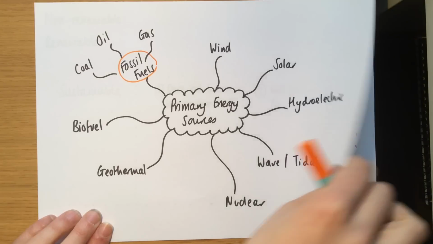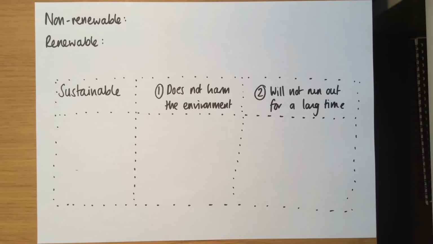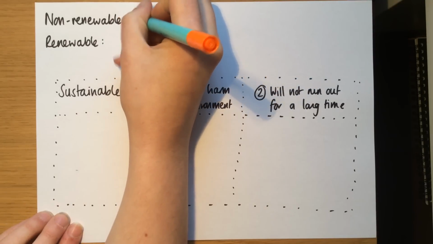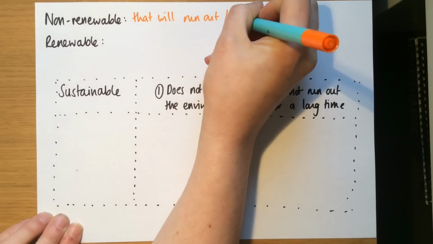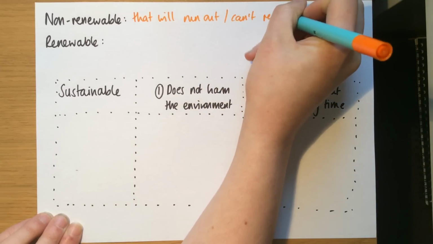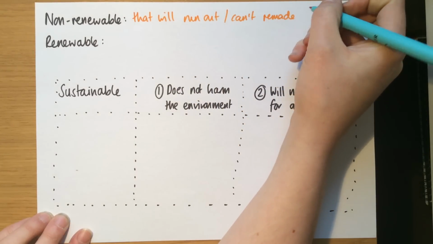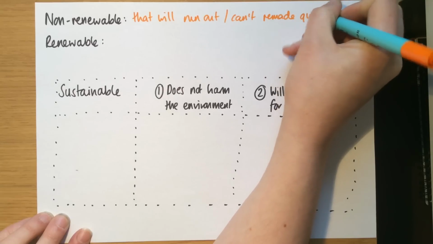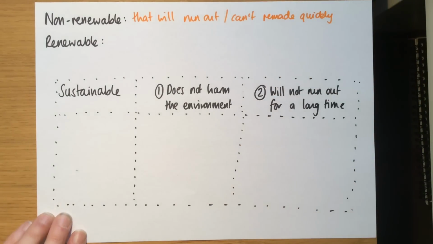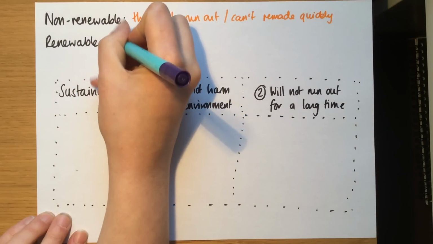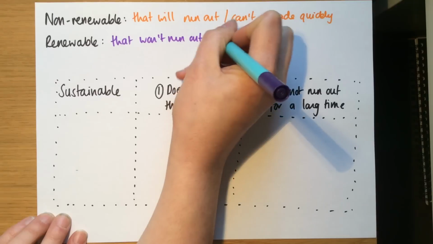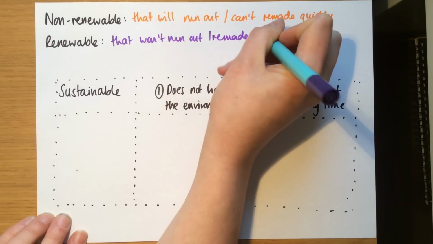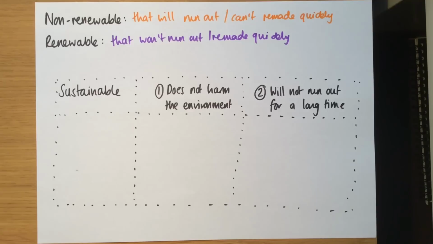So the big one we need to look at to start with is non-renewable versus renewable. We'll go back to those in a minute. A non-renewable energy source is one that will run out or can't be remade quickly. And when I say quickly, I do mean it could be a few years, or even over a human lifetime. A renewable source is energy that won't run out, or can be remade quickly. Often people say over a human lifespan.